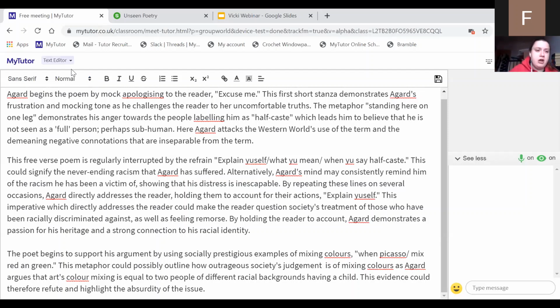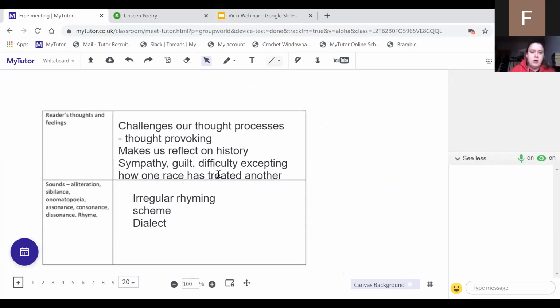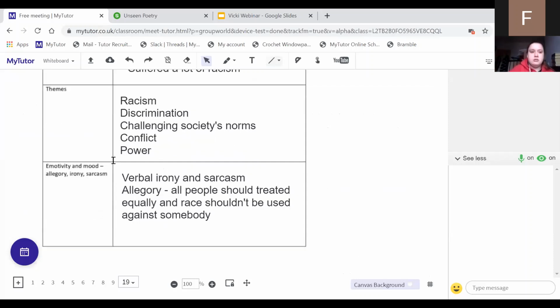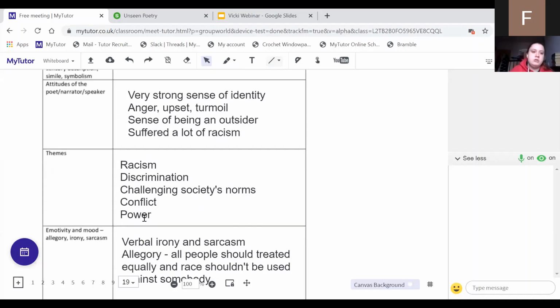So if we go back to our table, I haven't really talked about sounds yet, so I think that's probably something I'd come on to next. I've talked about readers' thoughts and feelings. I've talked about themes. I've talked about the emotivity of the language used. I've talked about sarcasm, I suppose, but there's definitely room to put some allegory in there as well, which I think is a really important thing to get in. So that could be something I could go on to do next.